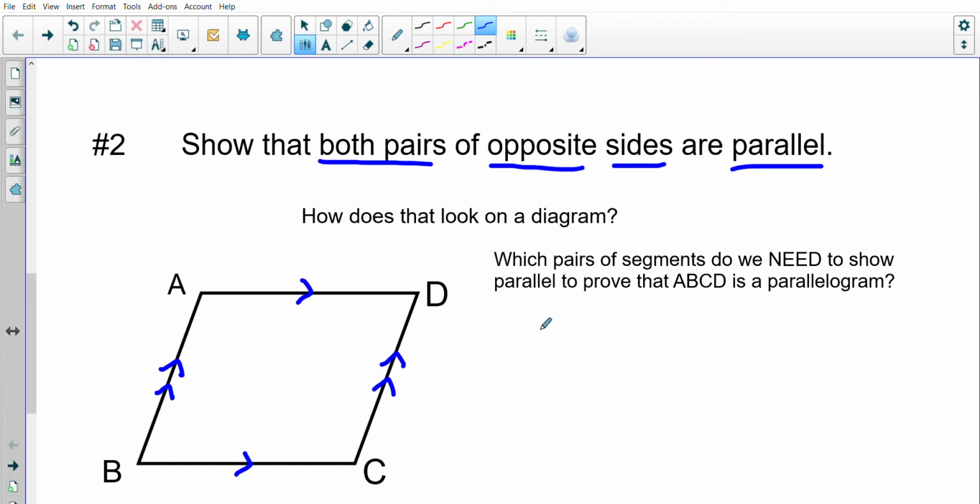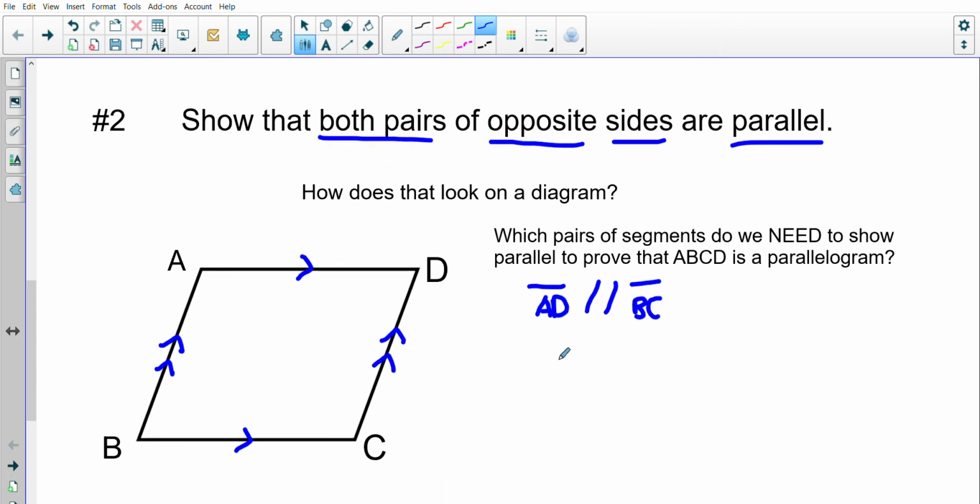Let's write down what we just marked, just as we did before. We would need to show that segment AD is parallel to segment BC. And the other thing we would need to show is that segment AB is parallel to segment DC. That pretty much does it. So that's the second way that we can show that a given quadrilateral is a parallelogram.